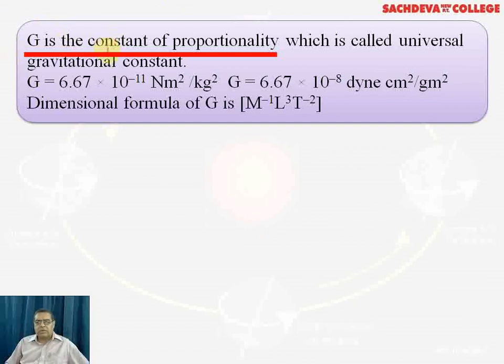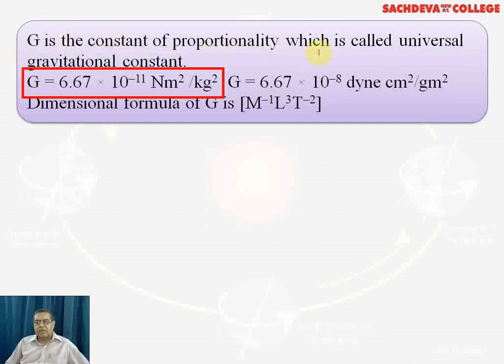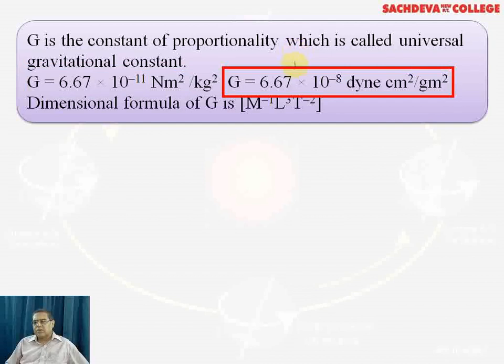Now G is the constant of proportionality, and the value of G in the MKS system or SI system is taken as 6.67 into 10 to the power minus 11 newton meter square per kilogram square. And the gravitational constant in the CGS system will be 6.67 into 10 to the power minus 9 centimeter cube per gram square.